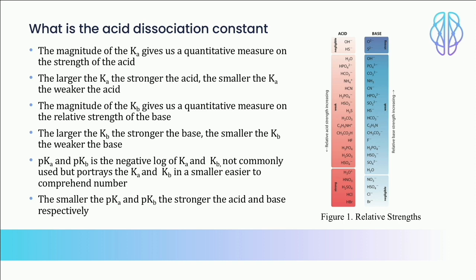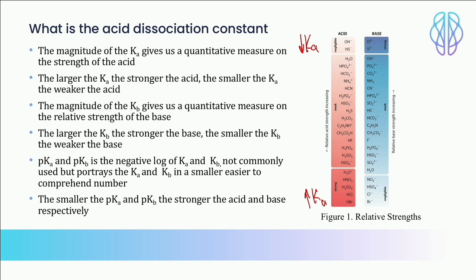So the larger the Ka, the stronger the acid, which means the more it can protonate in solution. The smaller the Ka, the weaker the acid. If you look at this diagram in red here, everything down the bottom would obviously have a very high Ka because these are examples of strong acids. Everything at the top would have a very low Ka.